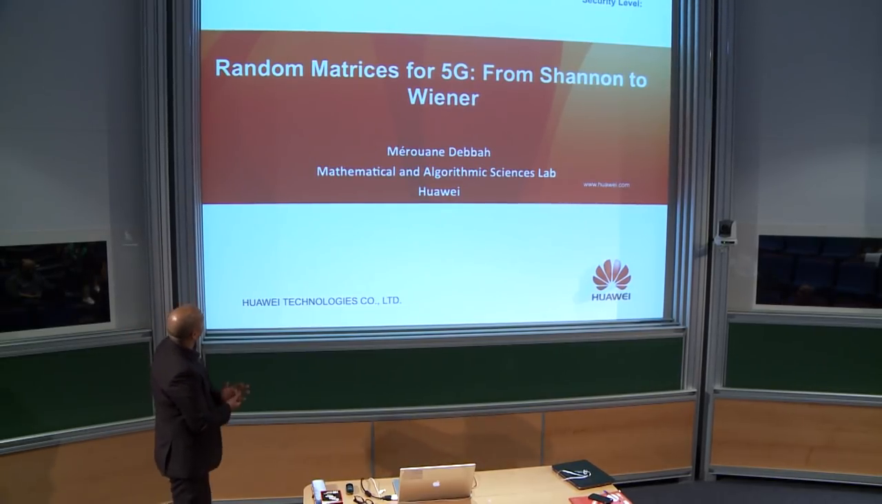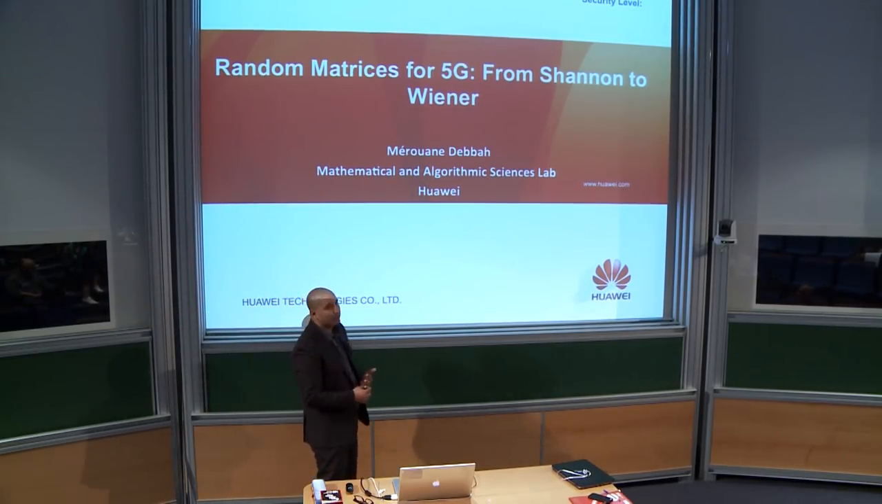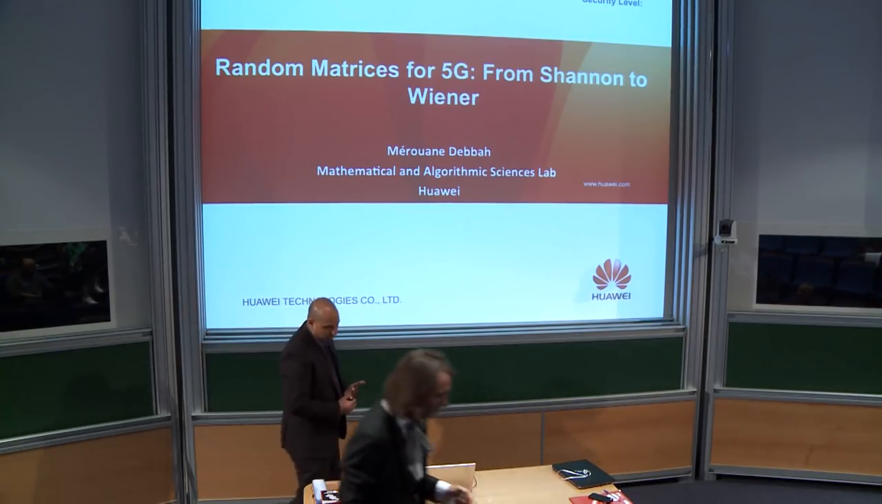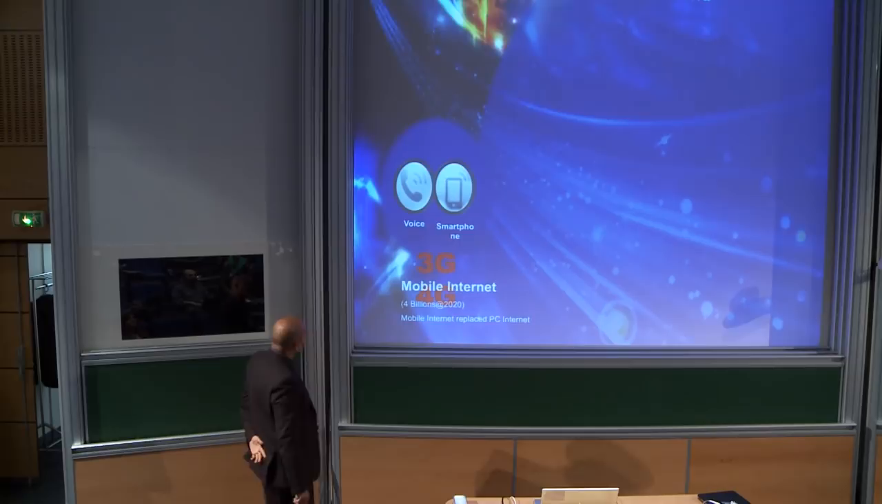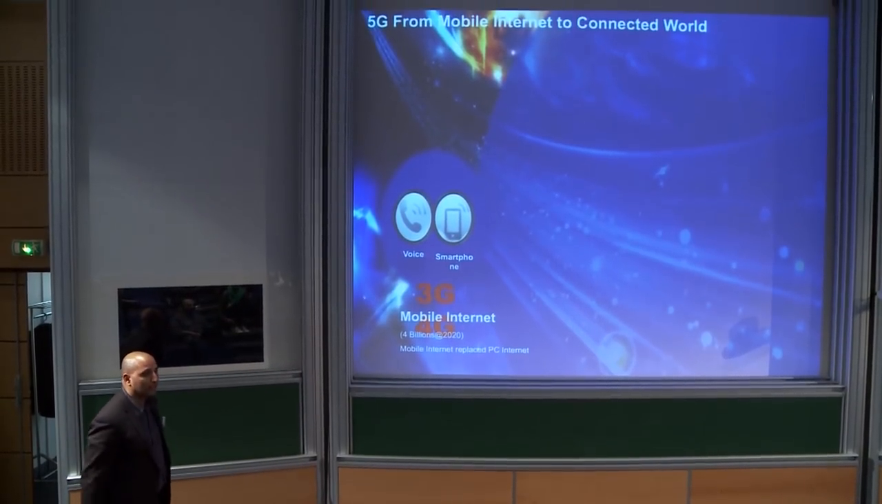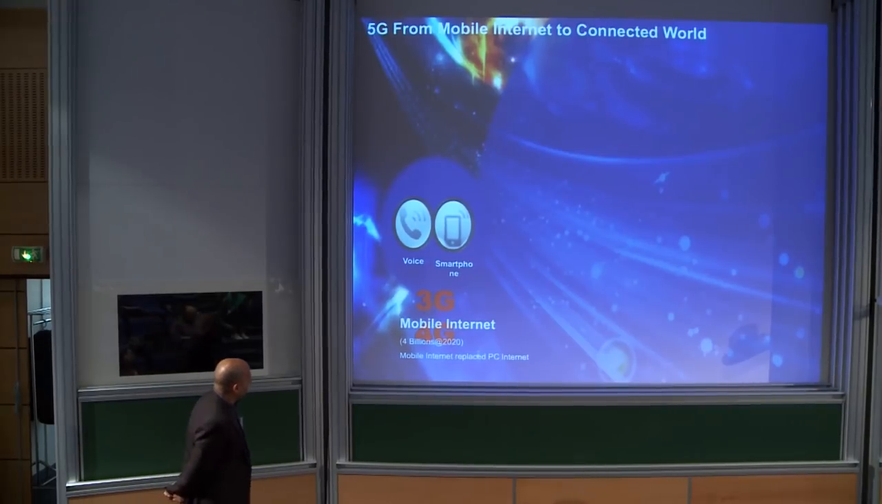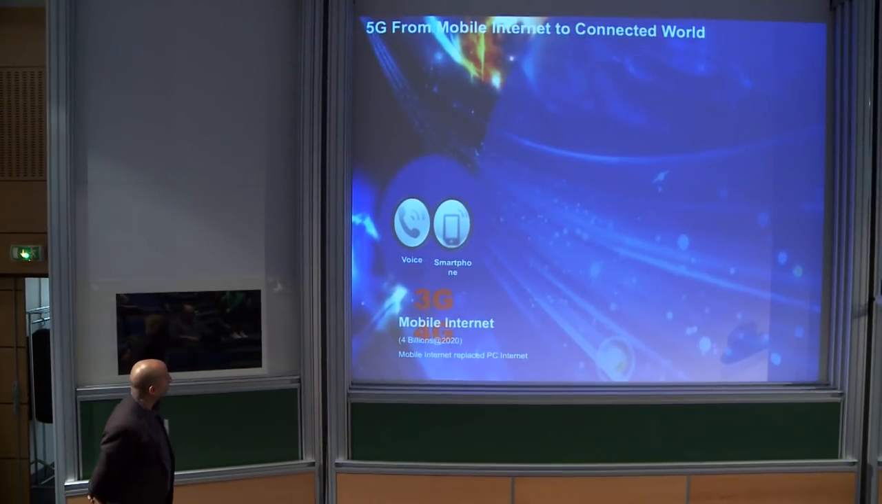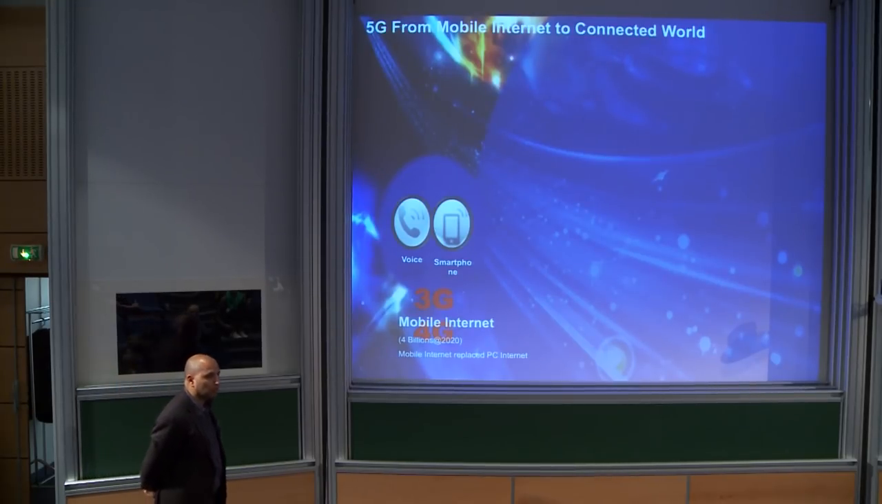So my talk is going to be about random matrices with some applications about 5G, and the title's from Shannon to Wiener, of course. So basically, before introducing the topic that I'm going to talk about, you have to know that, as I told in the beginning, Huawei has been opening a research center, and we have a huge effort in our teams working on 5G technologies related to something that's going to be happening in 2020.